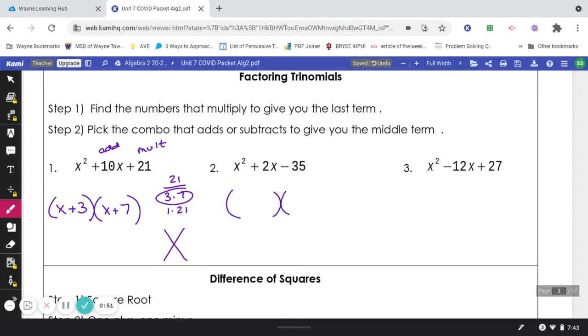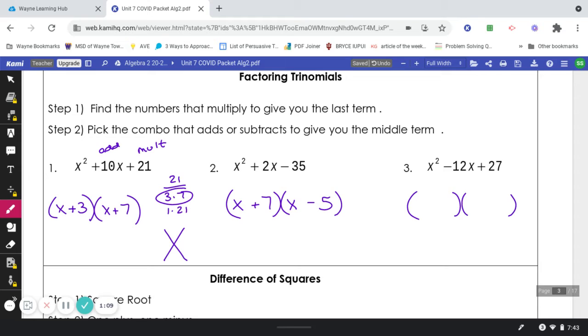Example number 2, things that multiply to 35. 7 and 5 come to mind, but because I have a negative, I have to make sure that one of these is negative. They have to add to a positive 2, meaning the 7 is positive and the 5 is negative.